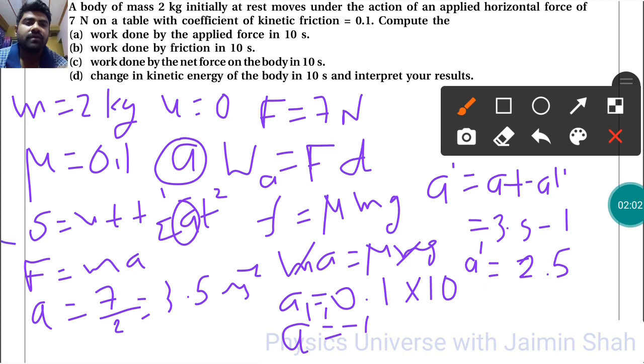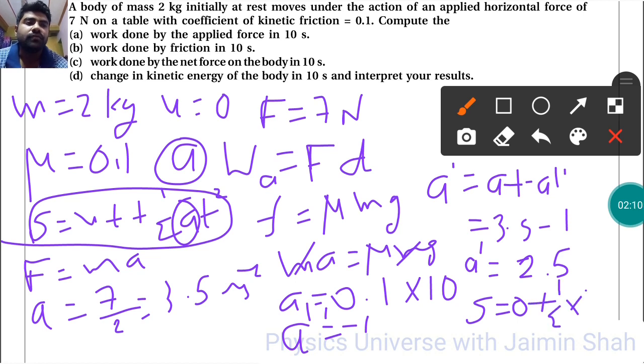Now we have to put a dash in this equation. So S is equal to 0 plus 1 by 2 into 2.5 into 10 square. So S is equal to 1 by 2 into 2.5 into 100, so that will be 250. So 250 by 2, that is 125. So 125 meter is the distance.